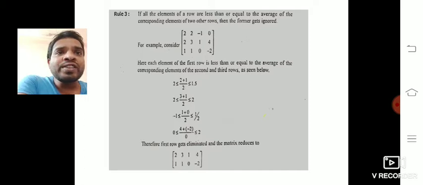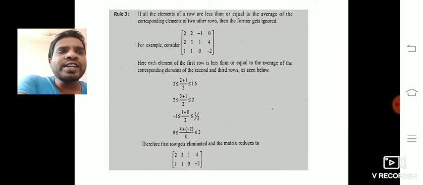See here, the 2 is less than the average of the A2 and A3 rows, that is 2 plus 1 divided by 2, which gives 1.5. It is lesser than 2. Again, the second element is 2, and taking the A2 and A3 rows, 3 plus 1 divided by 2 is also 2. Now for the next, minus 1, it gives 1 by 2, and for the last, 0. All the A1 row elements are less than or equal to the average of the A2 and A3 row elements, so we can delete the A1 row.